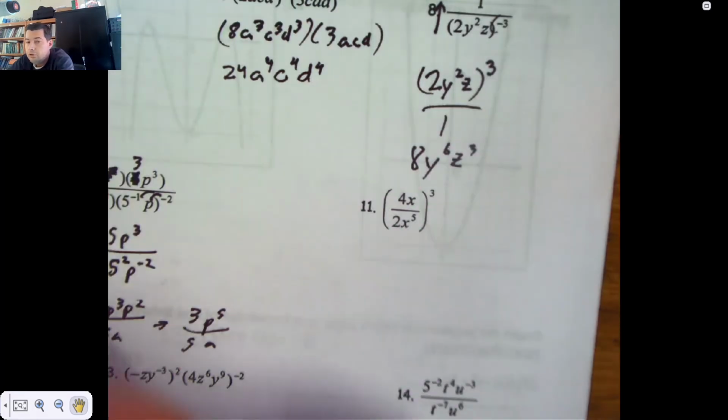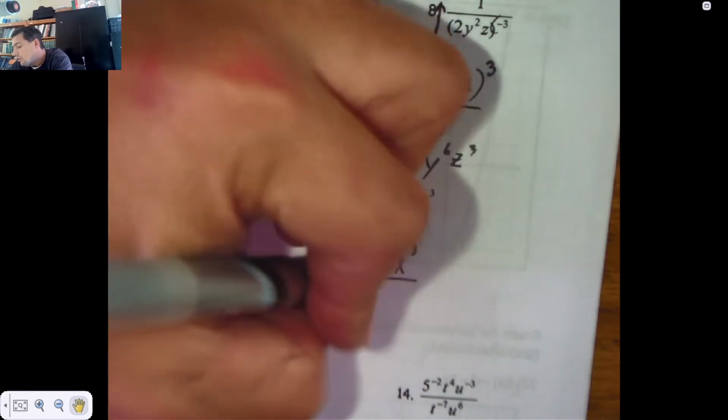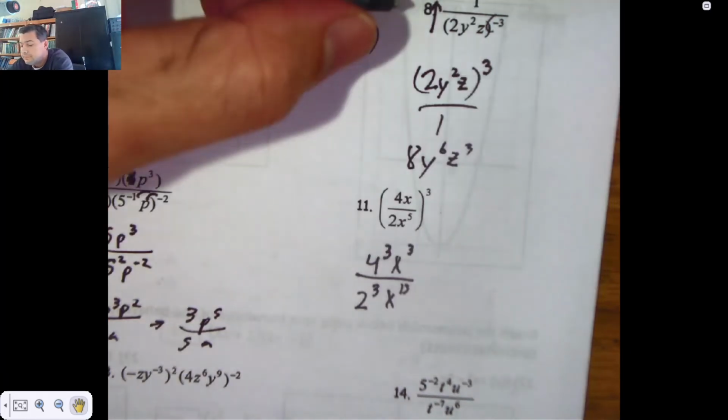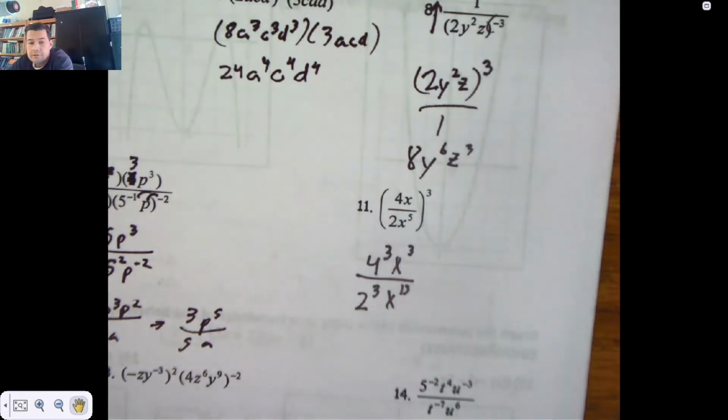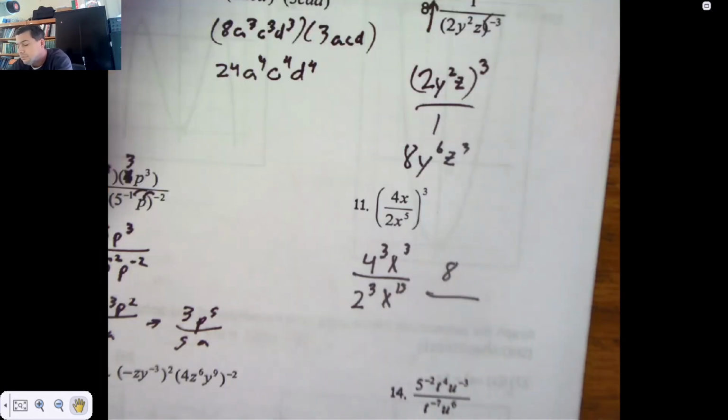11, cube everything. It's 4 cubed x cubed over 2 cubed x to the 15th. 4 cubed is going to be 64. 2 cubed is going to be 8. So it's going to be 8. 15 minus 3 is 12.